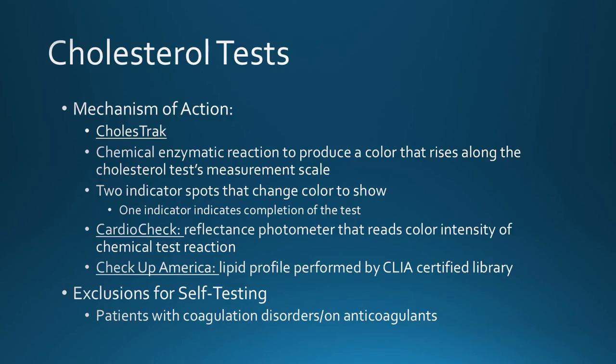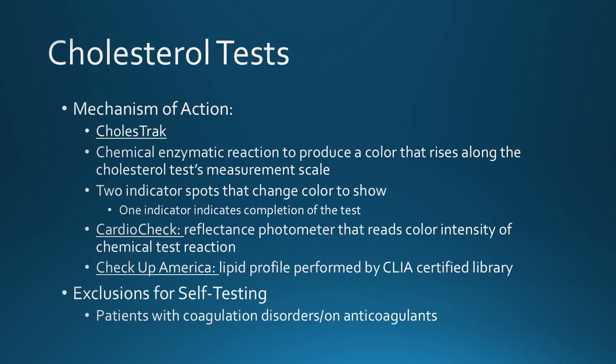And there's actually 2 spots on the measurement scale or on the cassette for the test. One of those indicates completion of the test so that it's time to read the test for the patient, and then the other indicator is the change that the patient matches up to the guide that tells them what their total cholesterol level is. The CardioCheck is a reflectance photometer, and so what that means is it works just like a blood glucose test. It's going to pop up a number for them, and it's the most user-friendly, although keeping in mind it does have the biggest accuracy concerns.